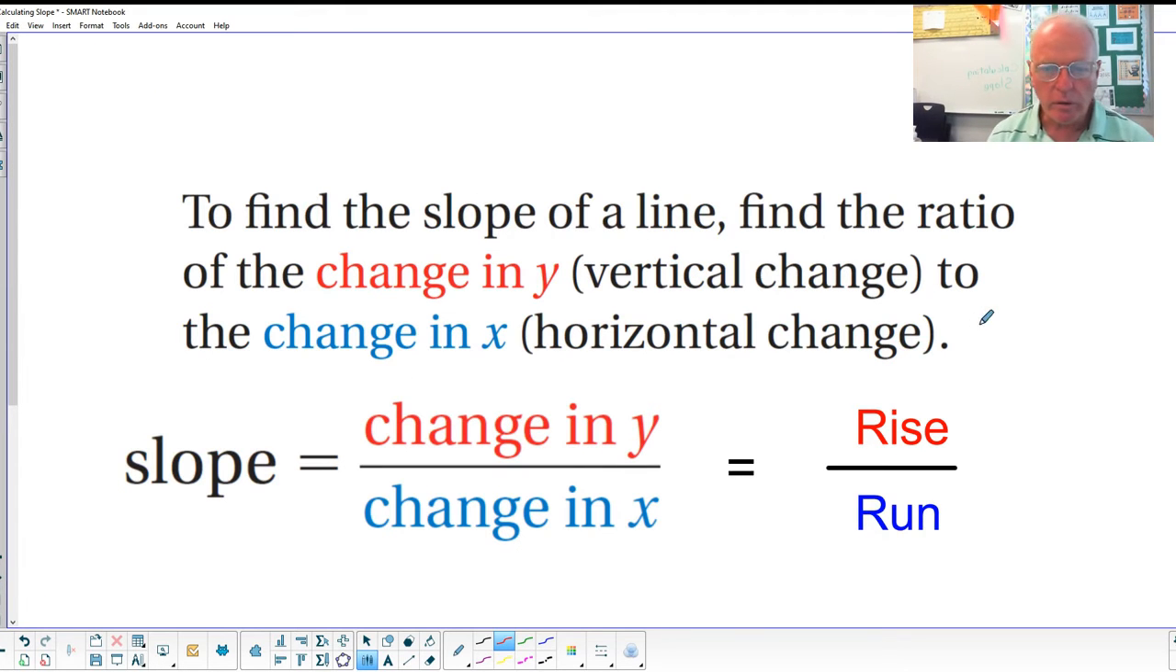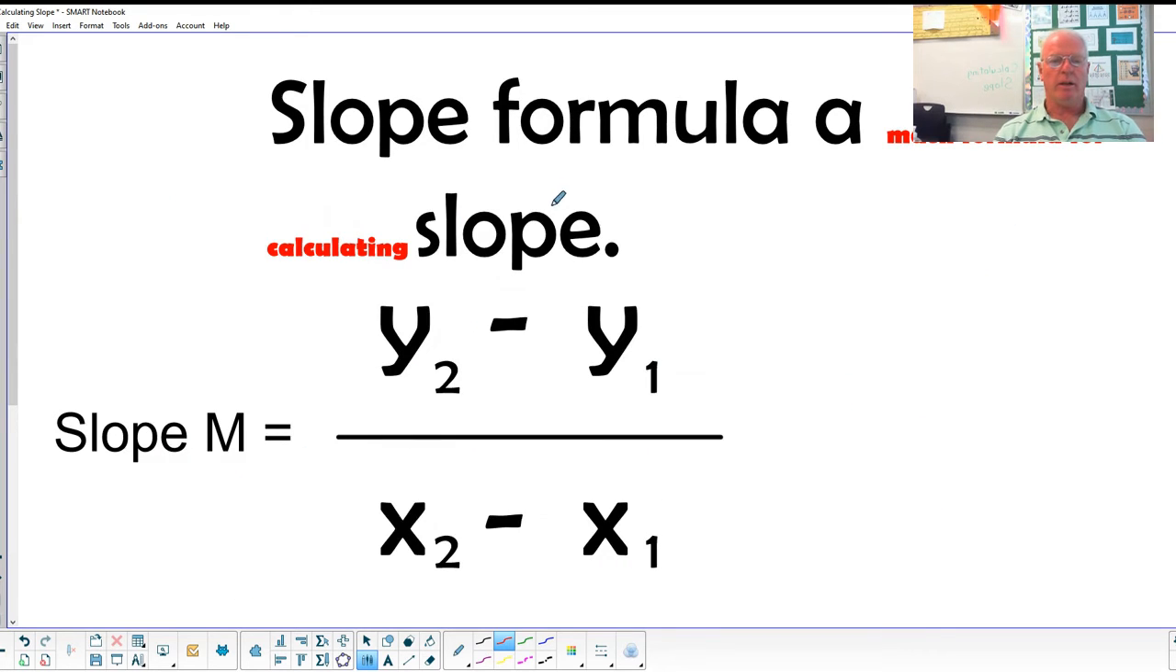All right, so to find the slope of a line, you're finding the ratio of the change in y, or the vertical direction, to the change in x, the horizontal direction. A couple of other ways that we write that is just the change in y over the change in x, or it's the rise over the run. Well, we're going to give you a way to calculate it using a little formula. So here's a slope formula, which is basically a math formula for calculating slope.